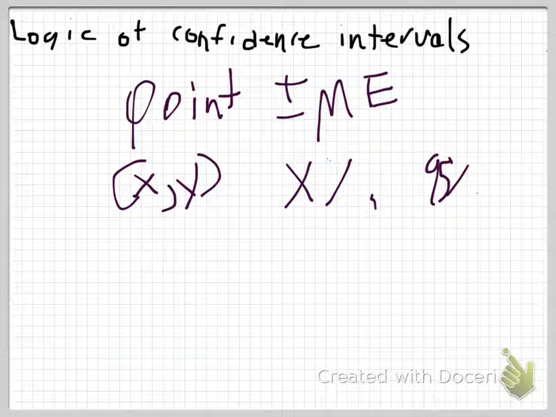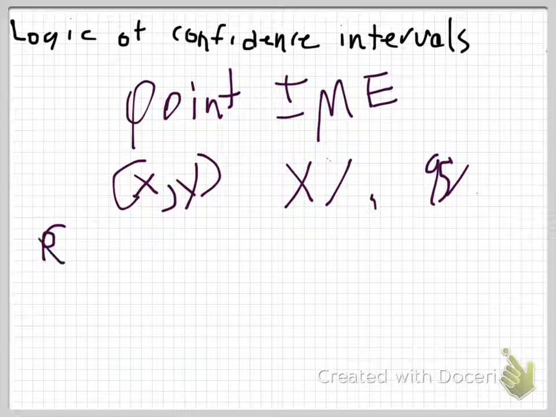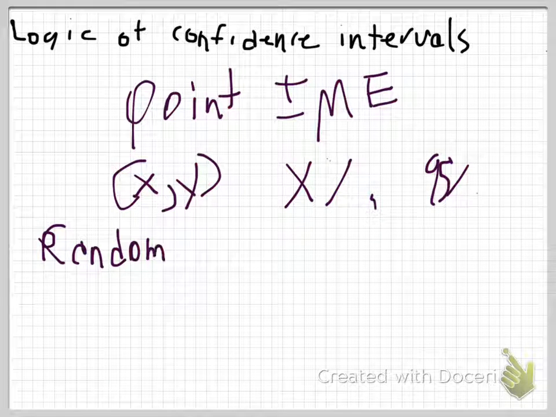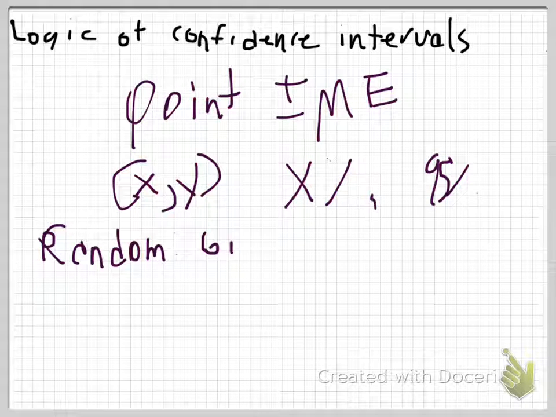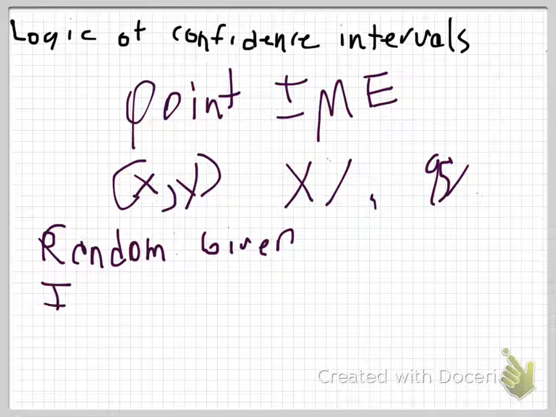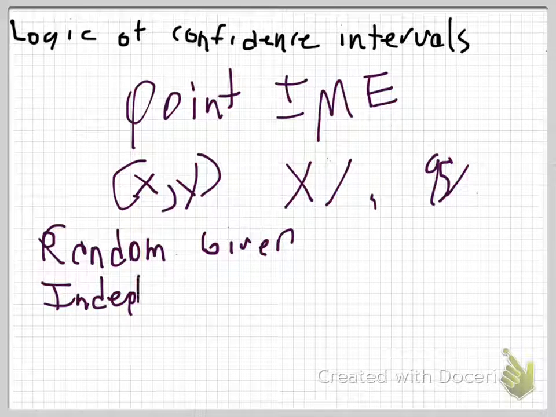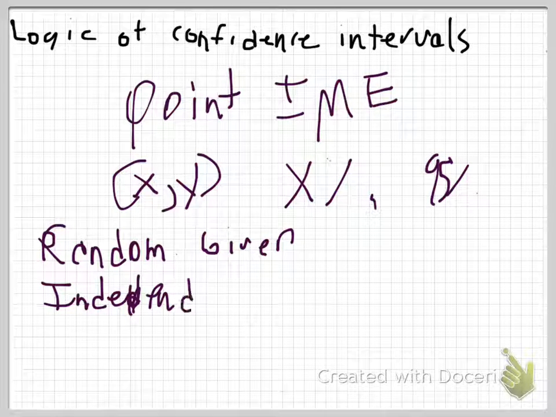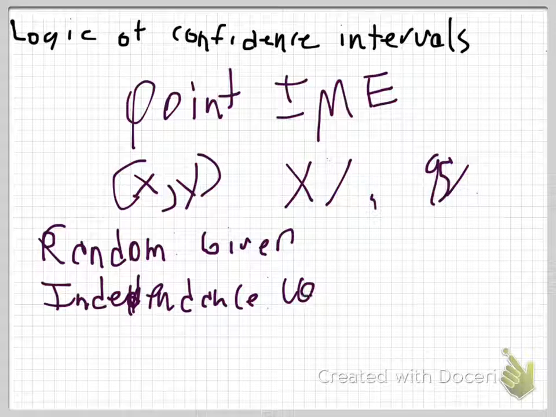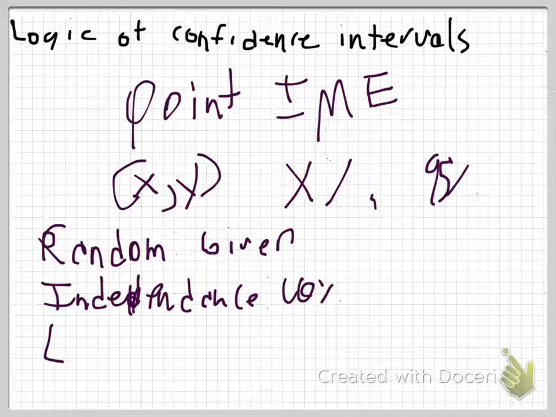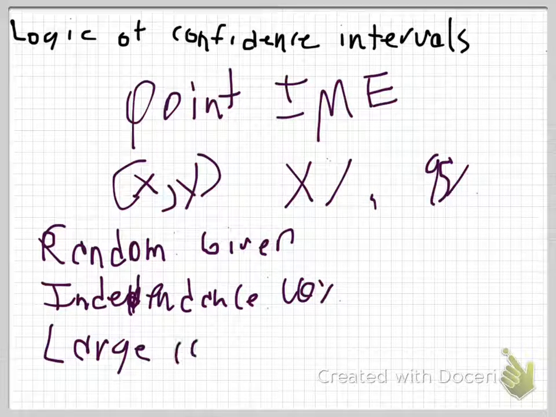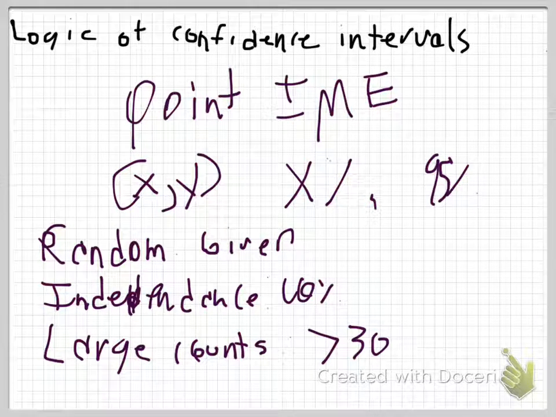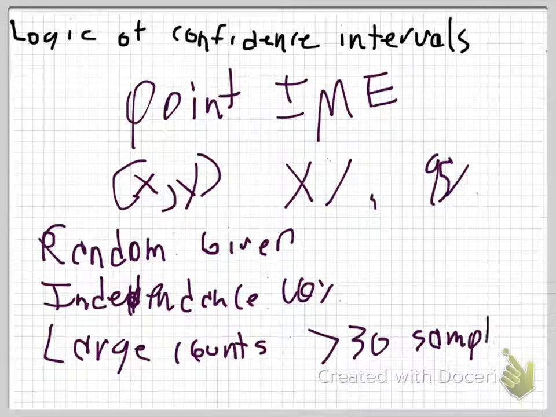Now, to even create a confidence interval, we need to satisfy a couple of conditions. The first one is random, which is hopefully given to us by the problem. The next is independent, which we can determine using the 10% condition. And the last one is large counts. And if you remember large counts, there has to be greater than 30 samples in the data to satisfy this.